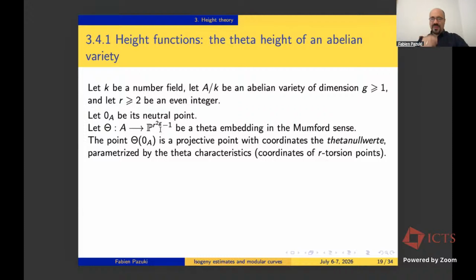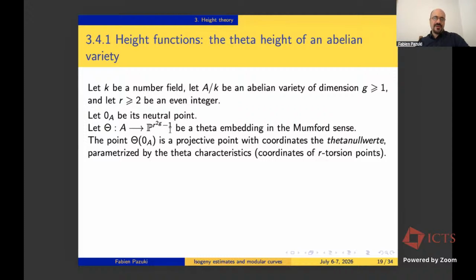I say in the Mumford sense, of course, Mumford contributed a lot in a series of papers on equations defining abelian varieties, building up on what we knew about theta functions before, back from Jacobi and so on. So anyways, there's a way to embed A inside a projective space. R plays the role of choosing how many sections you want to take, linked with the torsion levels that you choose. So now the point theta of 0, by construction, is a projective point.